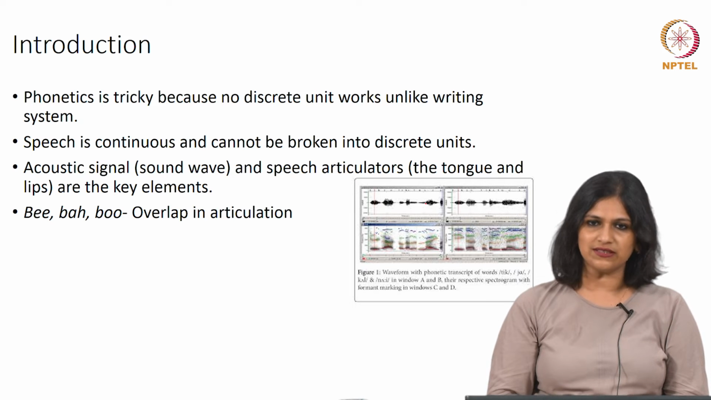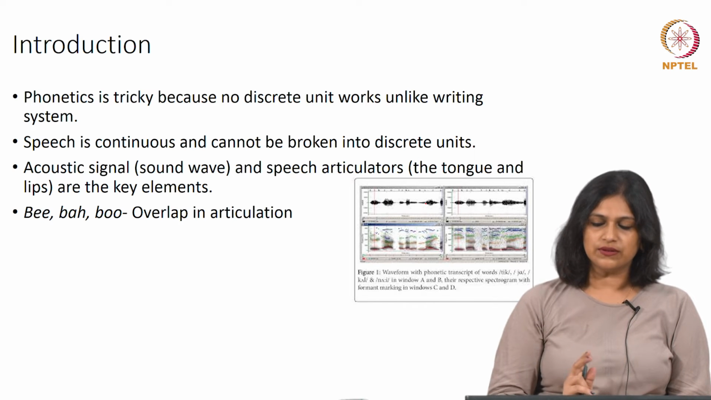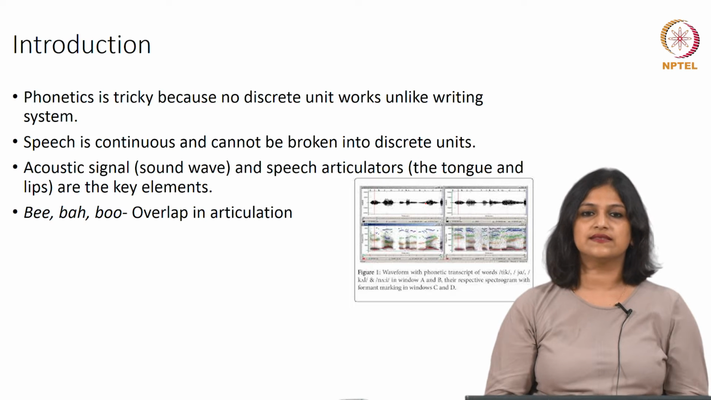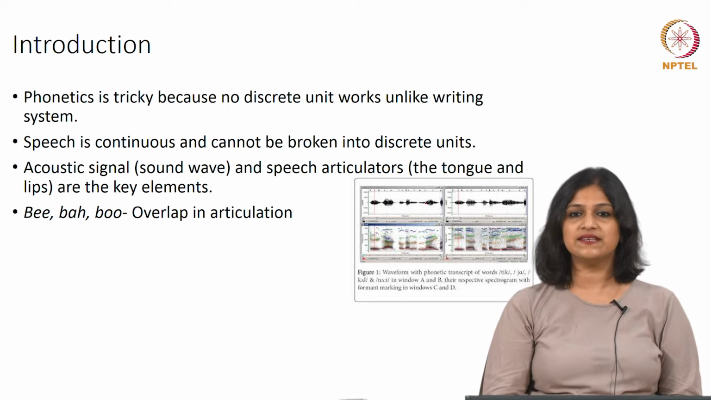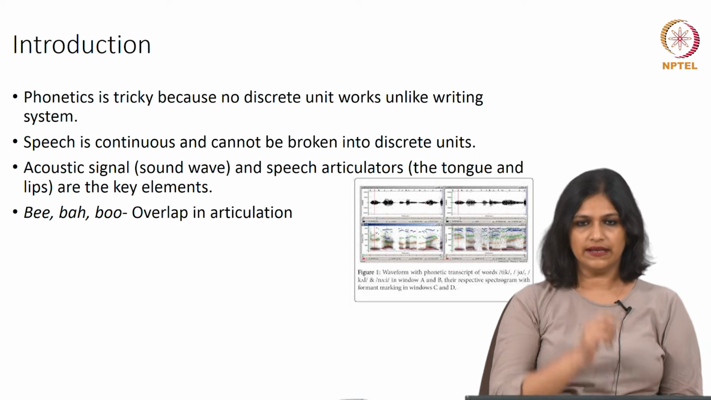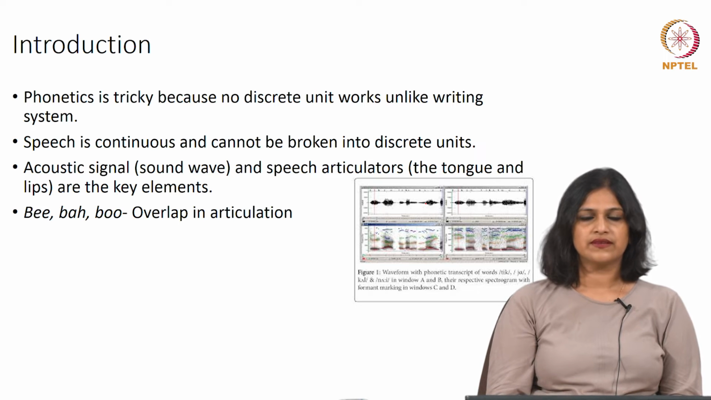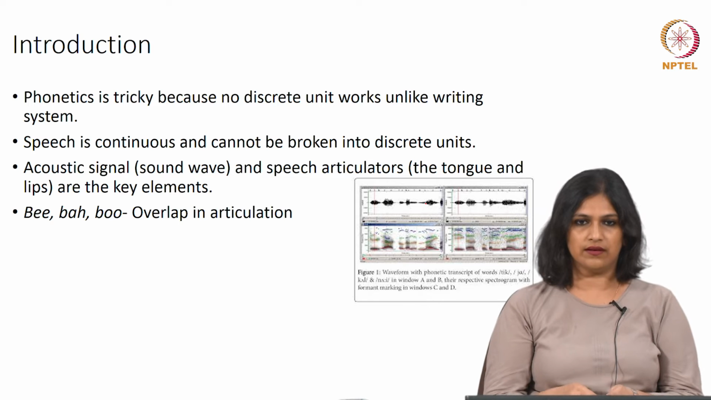I will give you the examples from English, but I would expect you to know more about your own language, right. So, two things are important here when I am talking about phonetics. What are the two things? One is the acoustic signal, that is the sound wave. The sound wave is the acoustic signal, remember. And the second important thing is the speech articulators. There are certain speech organs in the human body that help us to articulate or utter speech, right. So, the acoustic signal and the speech articulators are the key elements in the production of speech sound in humans.